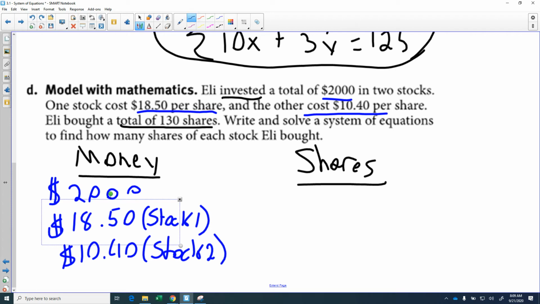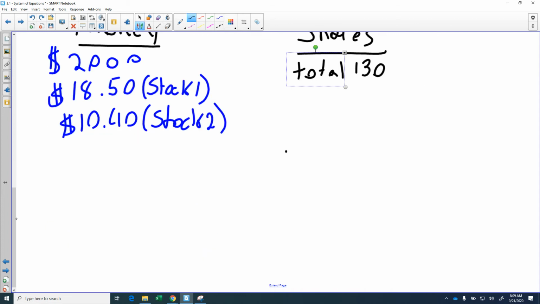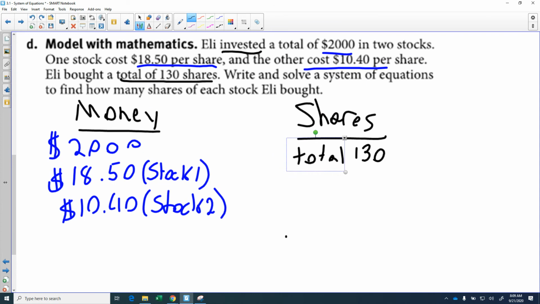For the second portion of this problem, and this is where it gets a little bit confusing, you kind of run out of numbers, right? You have a total of 130 shares left over, and that's it. So what I'm going to do is I'm going to write total 130 shares. Okay. And I'm going to be honest with you, once you get to this point, there's actually a little trick to get these two equations. Okay. And I'll show you how in a second here.